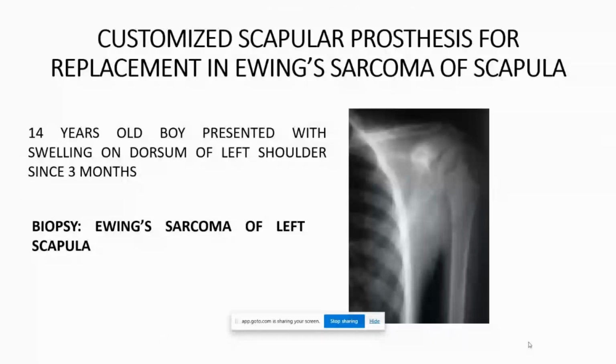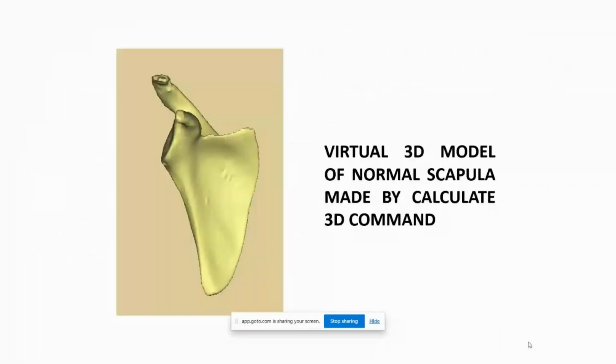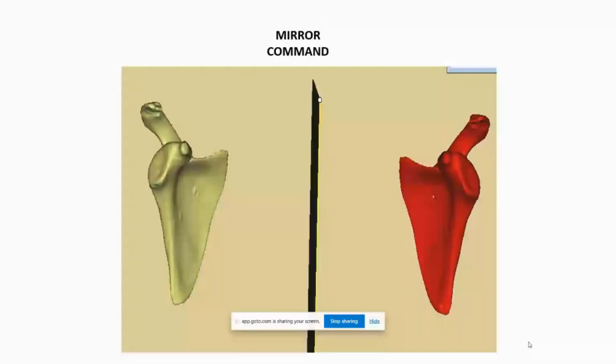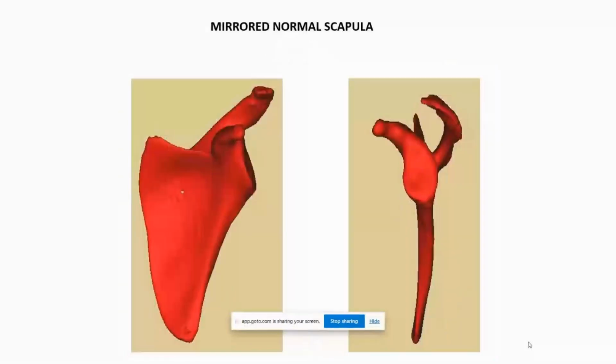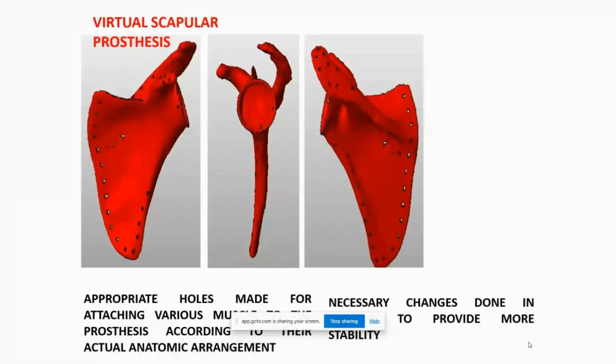and a virtual 3D model of the normal scapula was made. Then the scapula of the normal side, so the same side scapula was created after mirroring. We put holes for the muscle attachment in that model, and then we have printed.